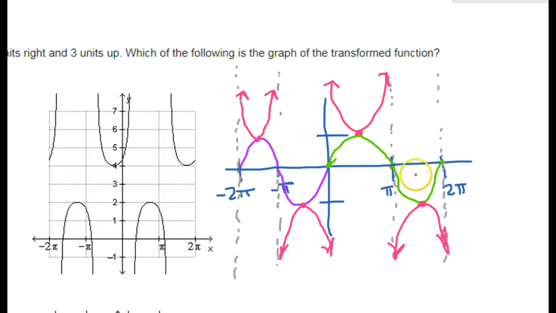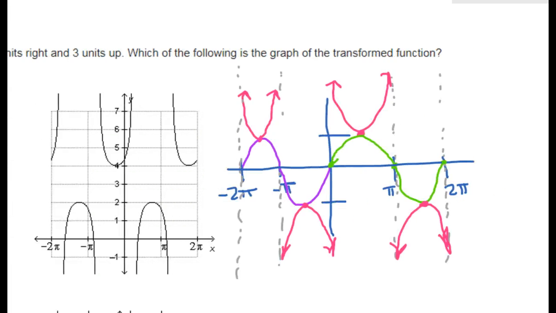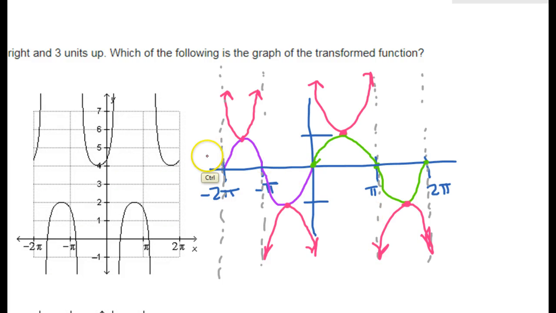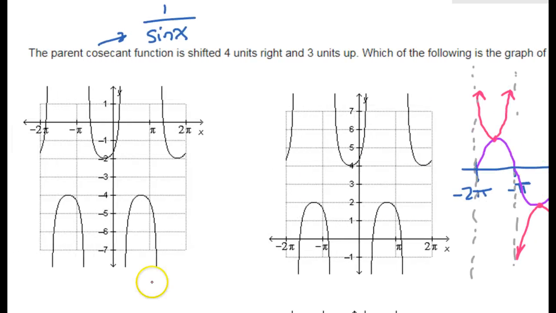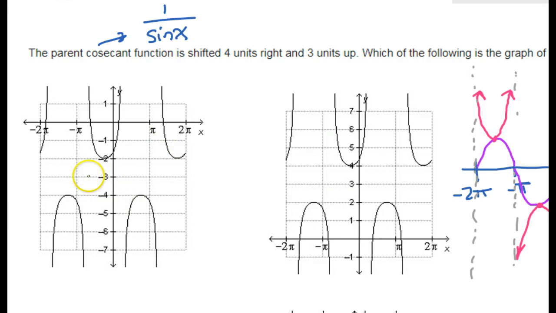So the question is, how will this change if I move it 4 units to the right and 3 units up? Well, let's think about the easiest part of that first. If I were to move this entire graph 3 units up, that means the midline, instead of being on the x-axis, the midline right through the middle would be at 3. So the first thing I'm going to do is look at the answer choices and see where the midline is. If it's not at 3, then I know that's not the answer.